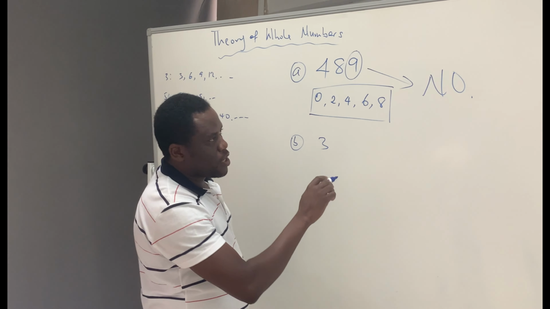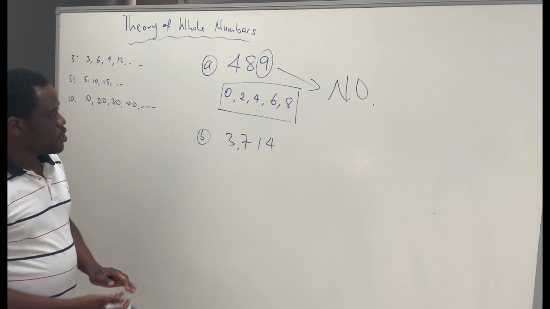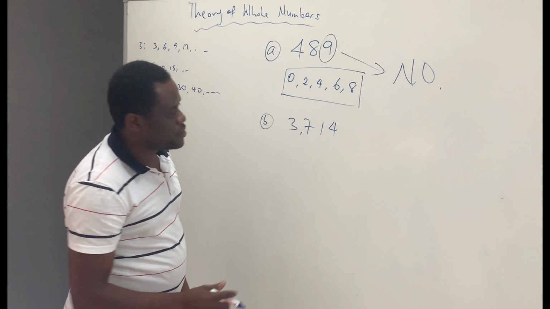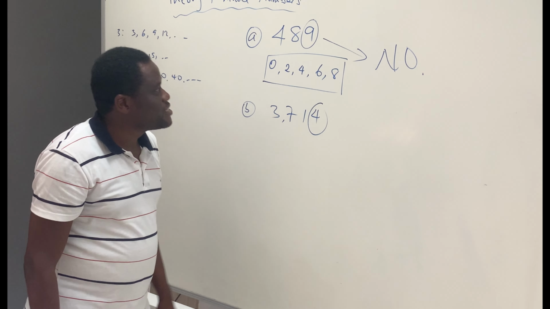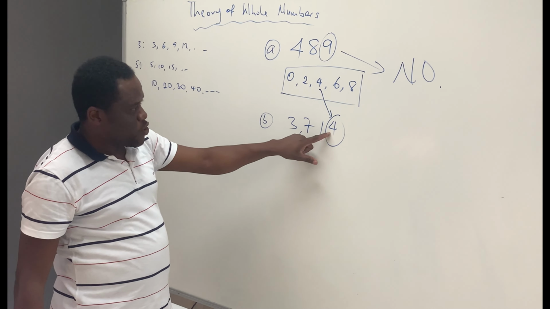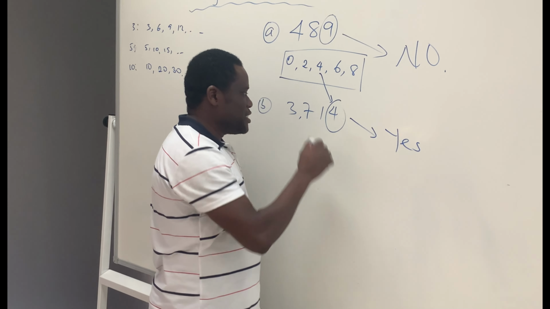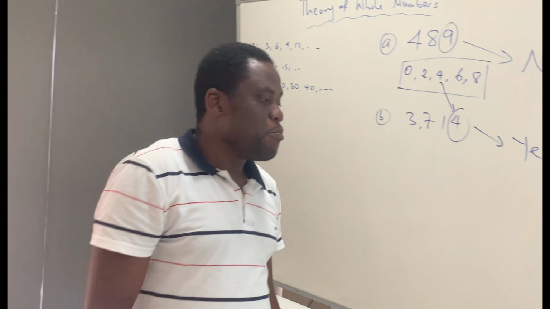3,714. We don't even care about the other digits. Check the last digit. Can 2 go into 4? The answer is yes, because it's one of the multiples. So if it can go, it means this one is yes. 3,714 is a multiple.